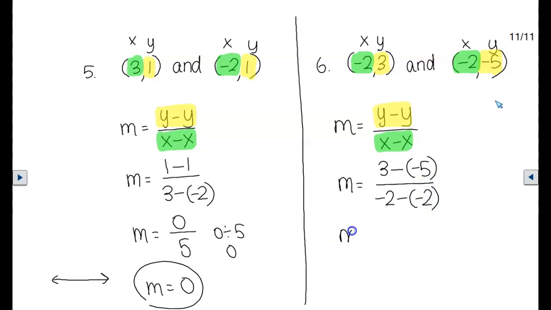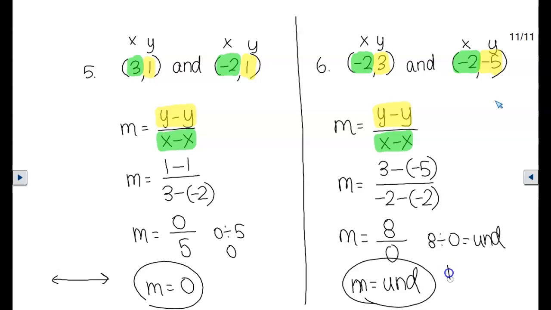Now, a little subtracting here. 3 minus negative 5 is going to be 8. Negative 2 minus negative 2 is going to be 0. So we have 8 over 0. Type 8 divided by 0 into your calculator, and it will tell you that that is undefined. So the slope on this one is undefined, which means that this would be one of those up and down lines. So it would be vertical.